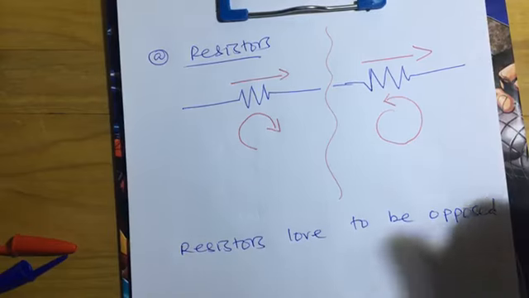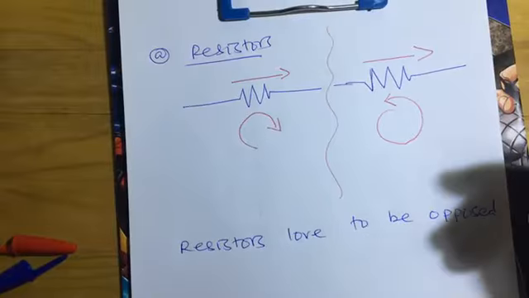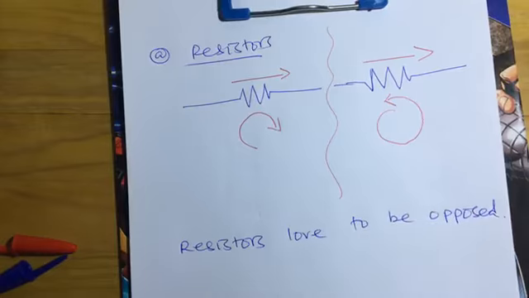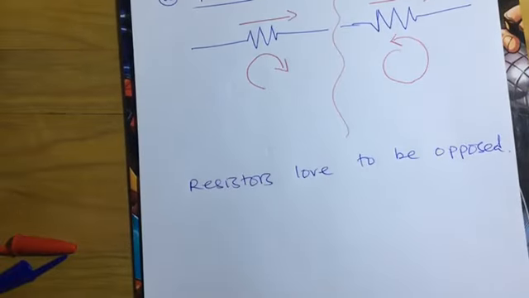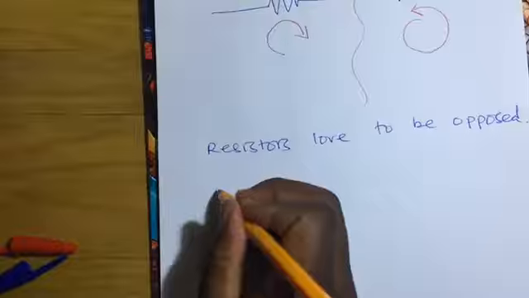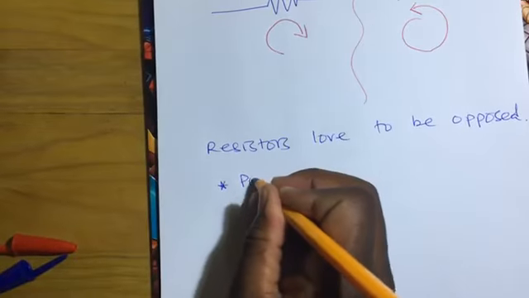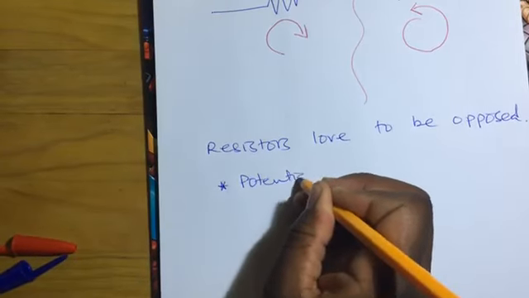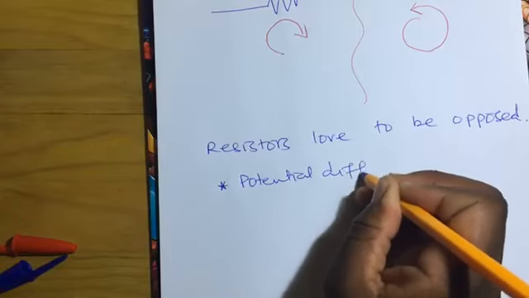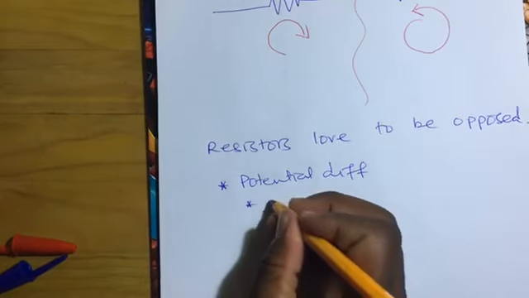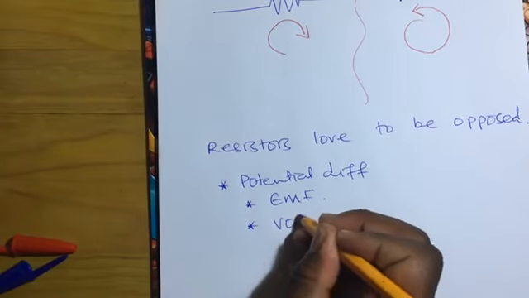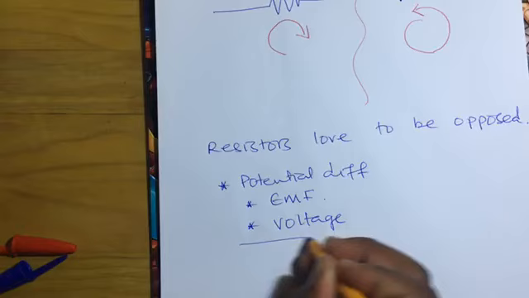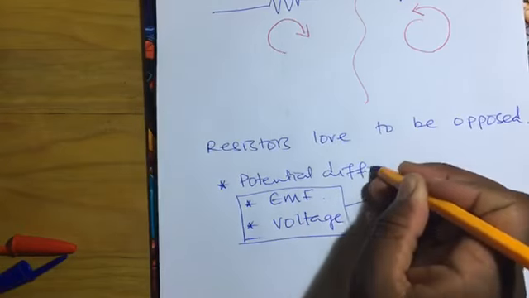Now, can anyone give us the alternative name? Anyway, let's not waste time. The alternative name for potential difference is voltage. So potential difference, the alternative names could be EMF, electromotive force, or they could refer to it as voltage. These are the alternative names to potential difference.